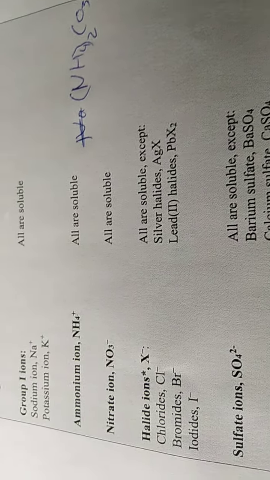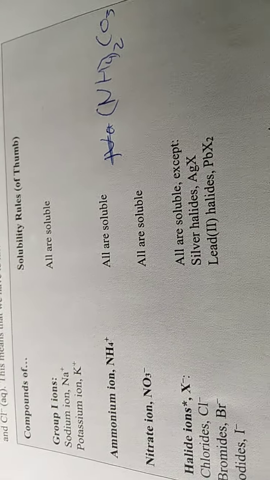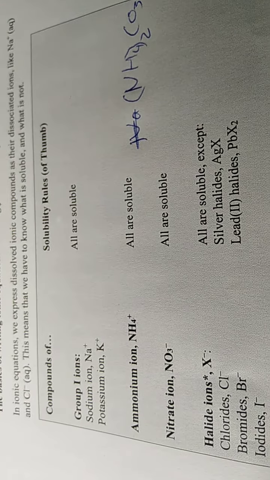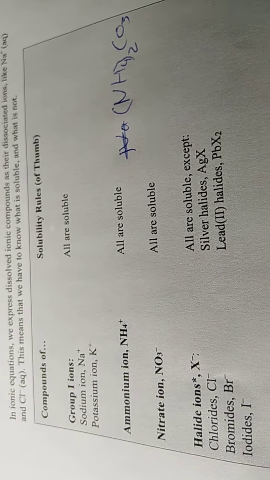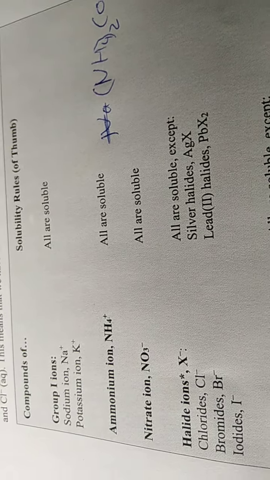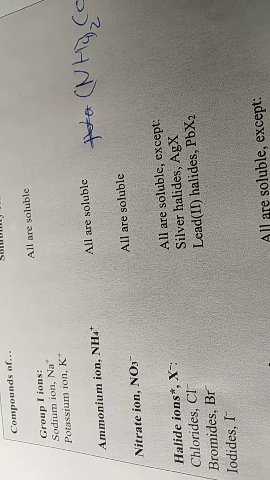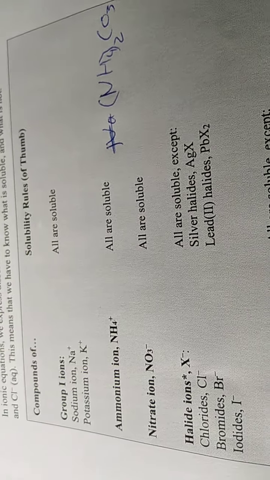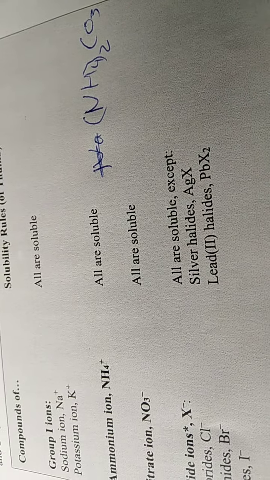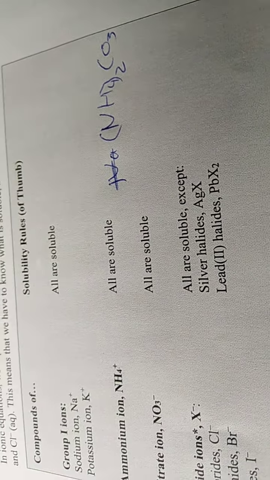And then we have the halides. The halides are the non-metals in group 7, which are fluorine, chlorine, bromine, iodine, and astatine. We call that group the halides. They are all soluble, except when these halides are combined with silver. When a halide is combined with silver, it forms a precipitate, an insoluble compound.